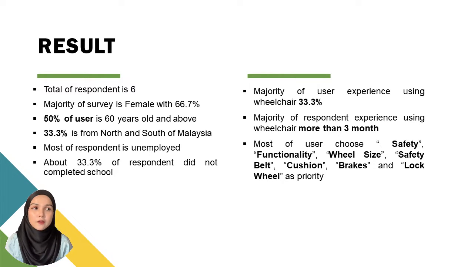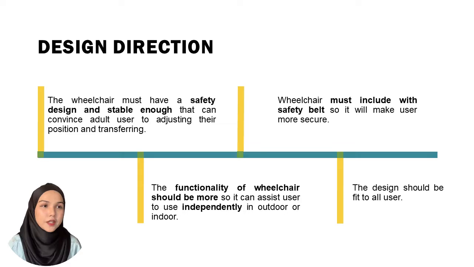Most of the users chose safety, functionality, wheel size, safety belt, cushion, brakes, and lock wheel as priorities. So this is a design direction where the wheelchair must have a safe design and be stable enough to convince adult users to adjust their position and transfer.